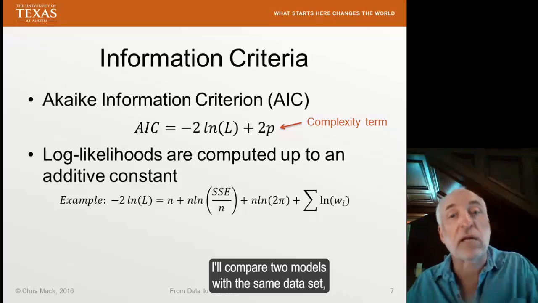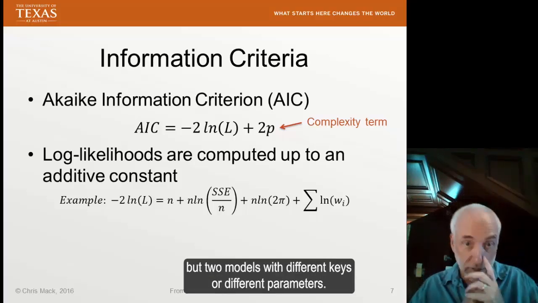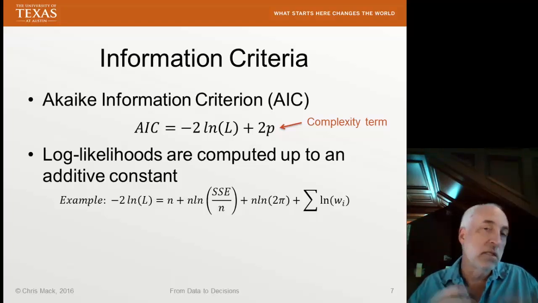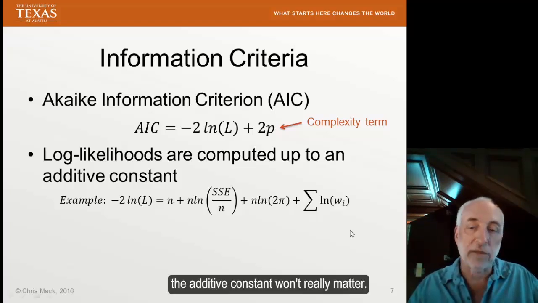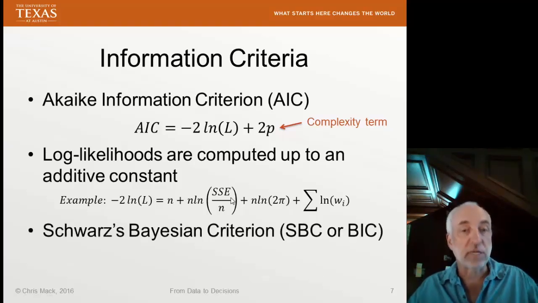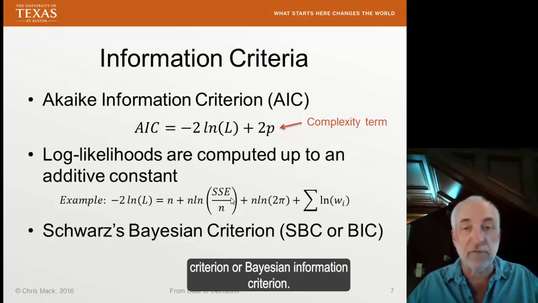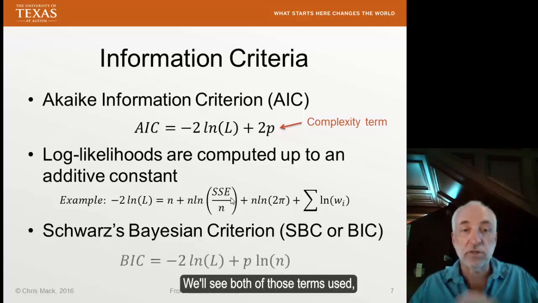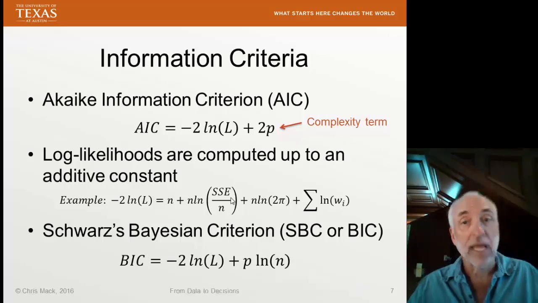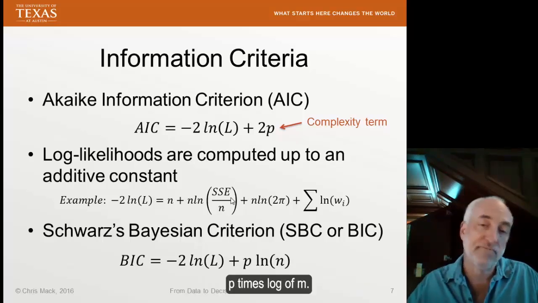And that's how we're going to use these information criteria. I'll compare two models, the same data set, but two models with different keys or different parameters. And I want to know which model is better. The additive constant won't really matter. Now, there's another information criterion called Schwarz's Bayesian criterion, or Bayesian information criterion. We'll see both of those terms used, and it uses a different complexity term. Instead of 2 times p, it uses p times log of n.